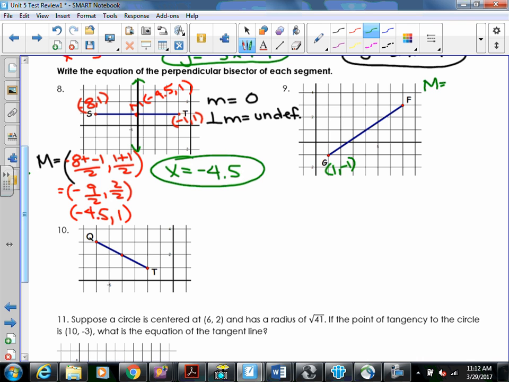Now F, where's that? 7, 3. No, G is at 1, -1, F is at 7, 3. Let's see, can you do this in your head? You ready? For the midpoint, you add your x's and divide them by 2, add your y's and divide by 2. So here, if I add my x's, 1 plus 7 is 8. 8 divided by 2 is 4.